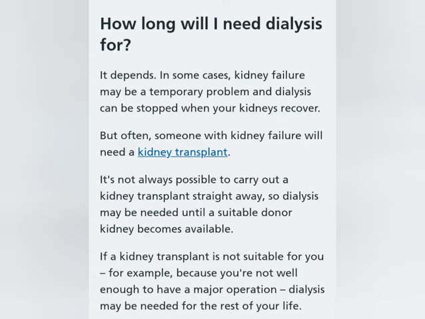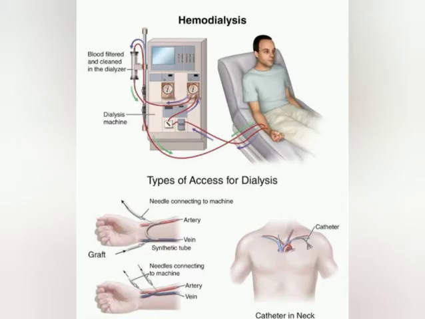How long will I need dialysis for? It depends. In some cases, kidney failure may be a temporary problem and dialysis can be stopped when your kidneys recover. But often someone with kidney failure will need a kidney transplant. It is not always possible to carry out a kidney transplant straight away, so dialysis may be needed until a suitable donor kidney becomes available. If a kidney transplant is not suitable for you, for example, because you are not well enough to have major surgery, dialysis may be needed long term. This is the dialysis process.